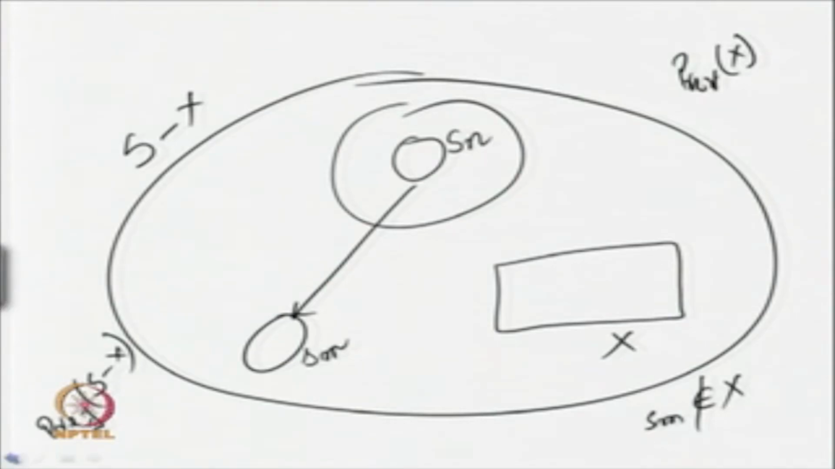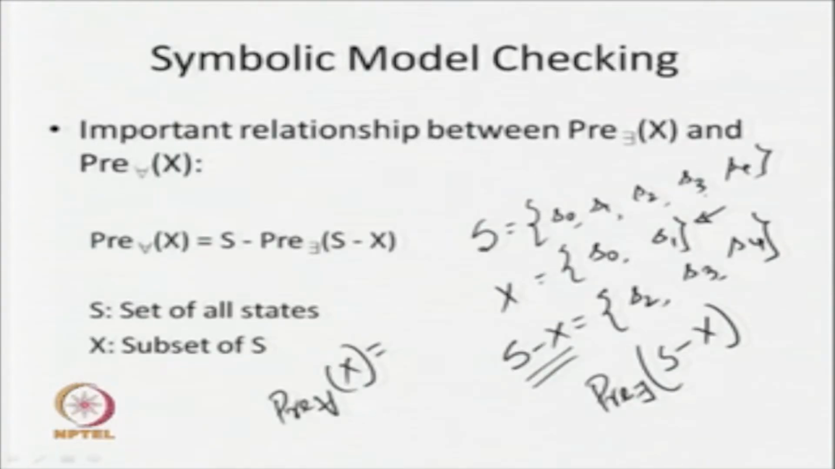So, in this particular case I am evaluating these things, and eventually I am removing those states from S, at least where at least one transition is going outside of this particular x. So, the remaining set of states is going to give me pre for all x. Here we are evaluating pre for all x with the help of pre exists of S minus x. This is the way that we are going to evaluate.